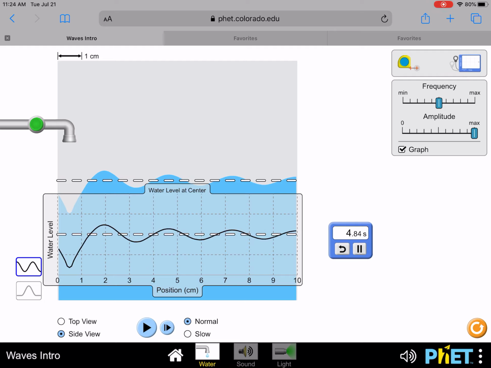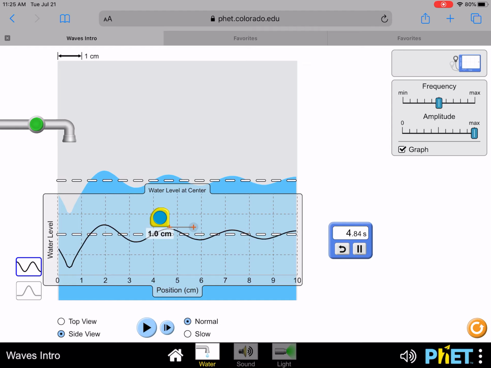Now there's something else I can do here too. I can use my wave equation, which is velocity is wavelength times frequency. The first thing I can do is bring down this little ruler and measure a wavelength. Remember, a wavelength is from one position to the same identical position on the next wave. So I'm going to go to the crest. I'm going to move this down here to this crest, which is right about here.